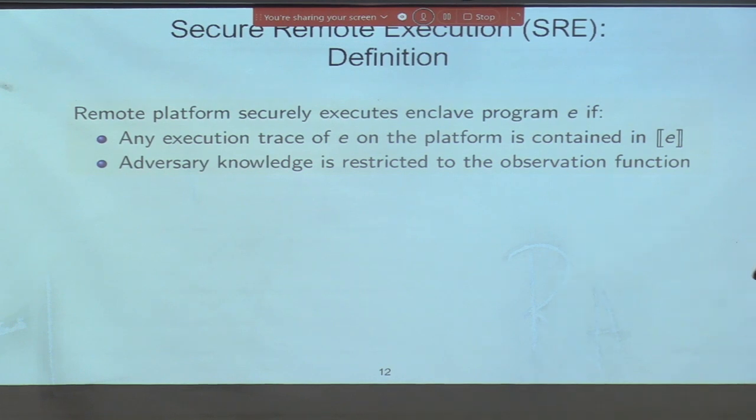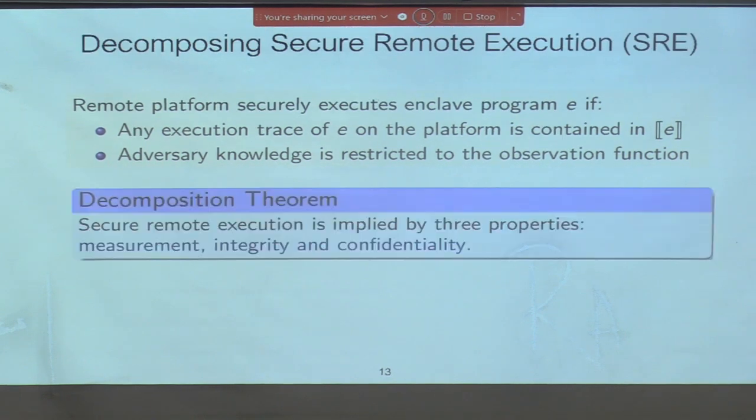And the second point is the adversary running on the remote platform, their observation, what they know, has to be restricted to what they can gather from the observation function. Which is again a projection from the state of the platform to what is observable.